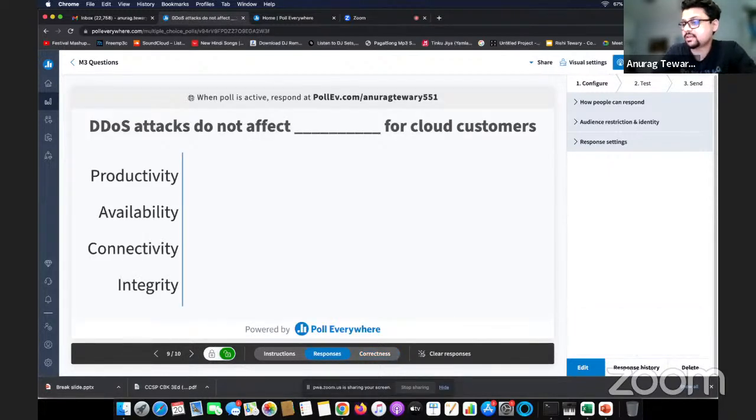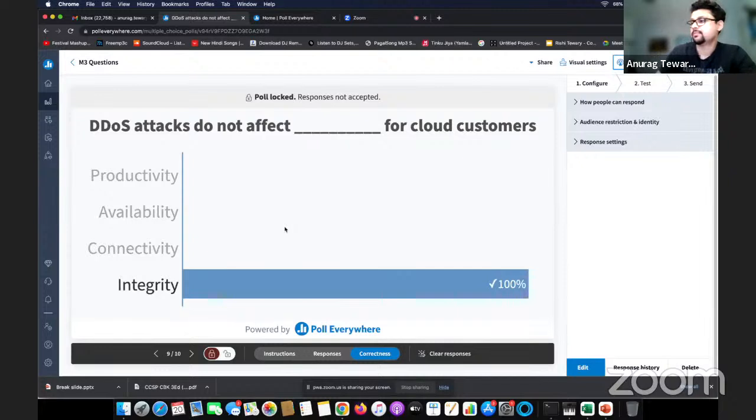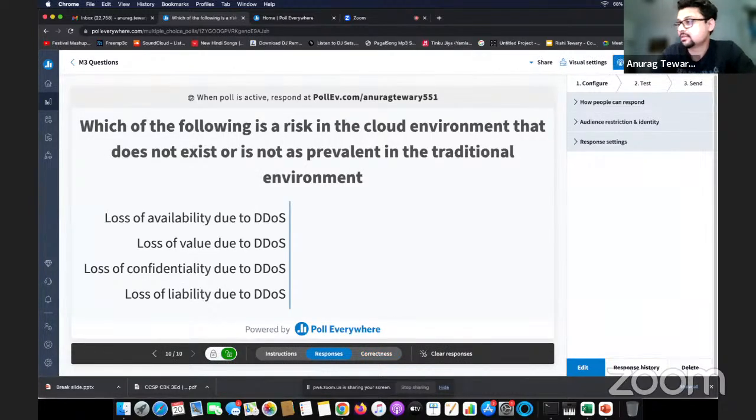I'll move to the second last question here, which is: DDoS attacks do not affect what for cloud customers? Great. So that's correct. It's the integrity that is not affected. All other characteristics are impacted by a DDoS attack, which I think is common for all, not just cloud specific. So which of the following is a risk in the cloud environment that does not exist or is not as prevalent in the traditional environment?